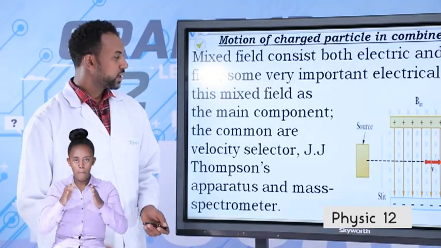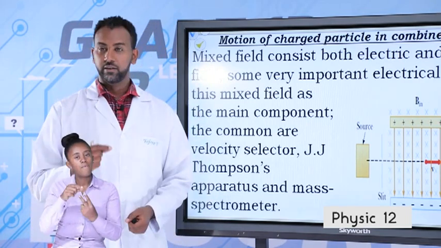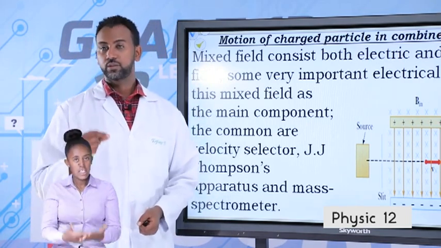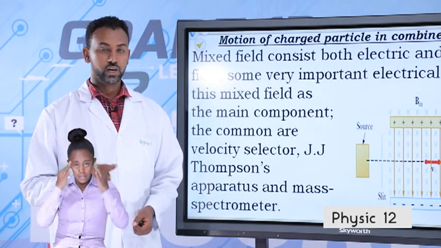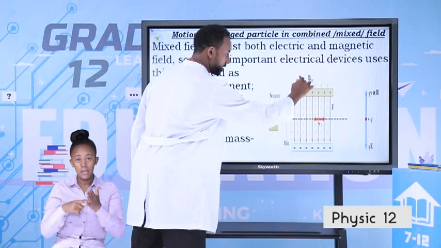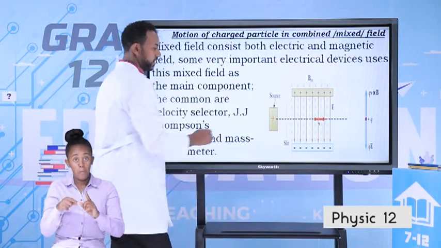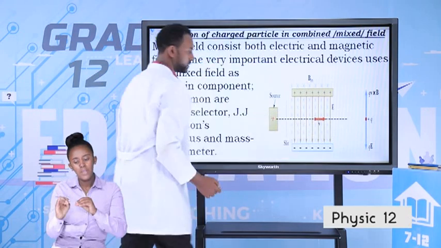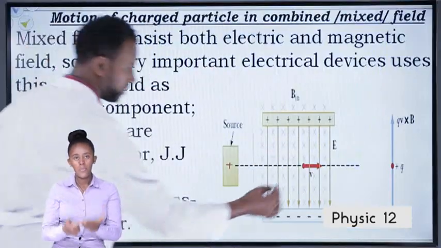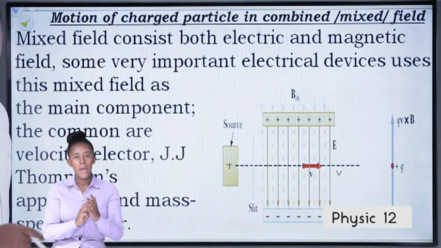Therefore, at last we have tried to see that a velocity selector is a device which is used to determine the velocity of charged particles. In this case, for example, let the charged particle be positive. It's moving to the right with a speed or velocity v, and immersed in a mixed field.